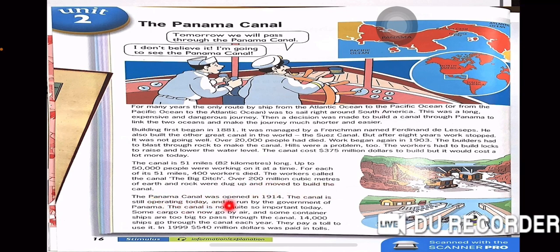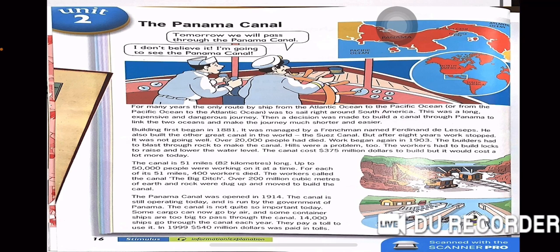The Panama Canal was opened in 1914. The canal is still operating today and is run by the government of Panama. The canal is not quite so important today. Some cargo can now go by air and some container ships are too big to pass through the canal.